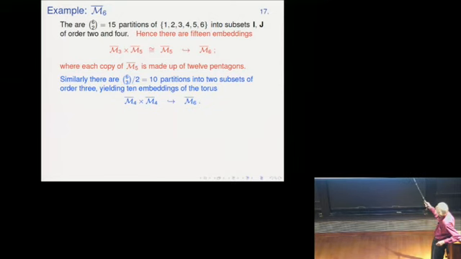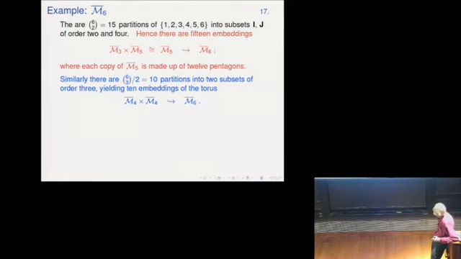But also there are 10 partitions of M6 into 2 subsets of order 3. I'm sorry, I don't mean the... yeah, that's right. If we have 6 points, there are 10 ways of partitioning it into 2 subsets of order 3. So this gives 10 embeddings of M4 cross M4 into M6.